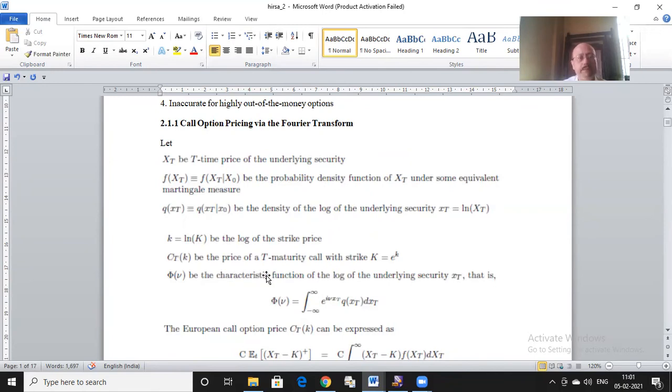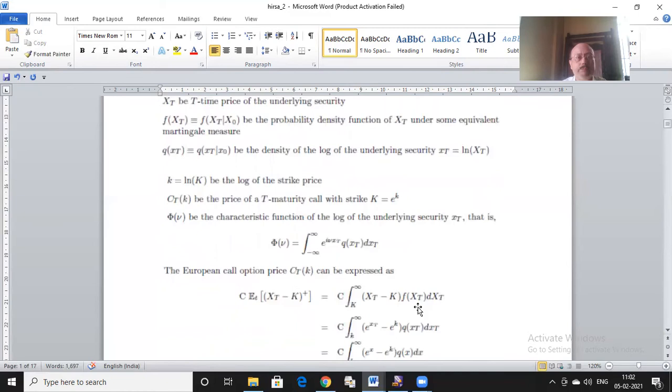C_T(k) is the price of a T-maturity call with strike capital K equal to e to the power k. Because we will be writing everything in terms of small x, we make this change of notation. We also use the log of the strike price. So wherever we had differences, we will use ratios. Let phi(nu) be the characteristic function of small x_T. So phi(nu) is nothing but this Fourier transform of q(x_T) dx. q is our density for the log.